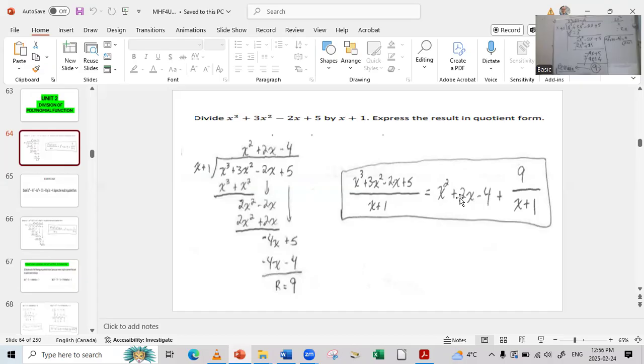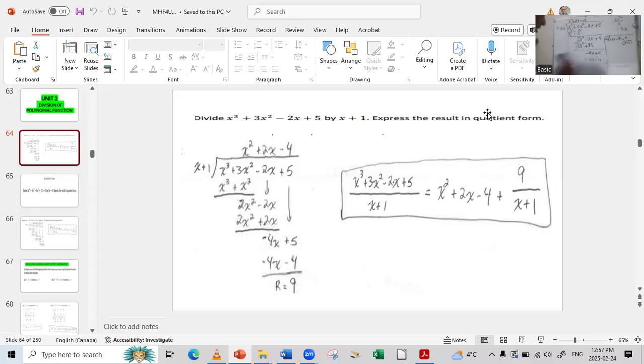At the end, we divide the output, which is x squared plus 2x minus 4, and that's the final result, x squared plus 2x minus 4, plus what remains here? The remainder is 9, divided by what I divide the whole amount on, which is x plus 1. Okay, we call this the quotient form. But is there another way? Yes, we have another way. We call it the remainder theorem or factor theorem.